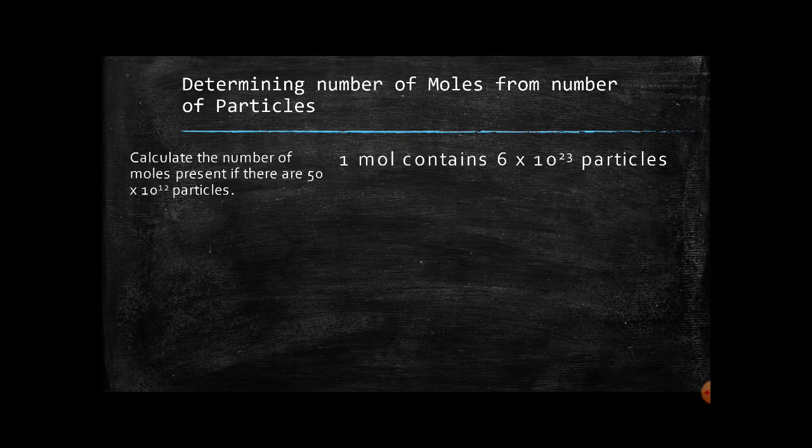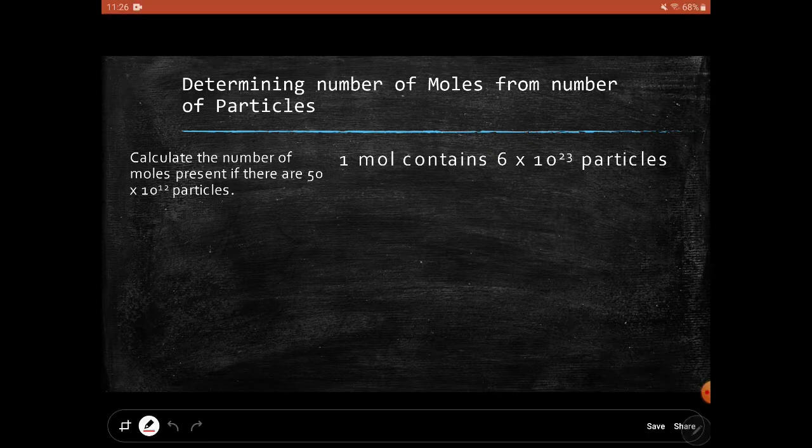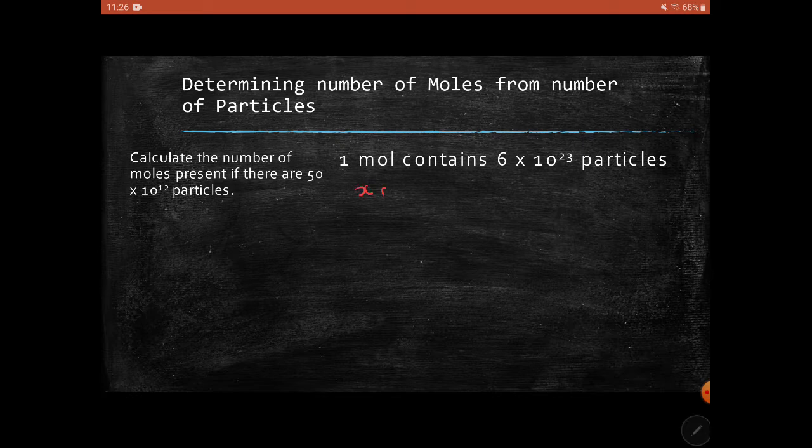Let's do a second example. Calculate the number of moles present if there are 50 times 10 to the 12 particles. So again, we would start by writing the first statement. 1 mole contains 6 times 10 to the 23 particles. And then we'd write a second statement based on the question that's given. We don't know how many moles, so that would be our unknown x. And we'll say x mole contains, from our question, 50 times 10 to the 12 particles.